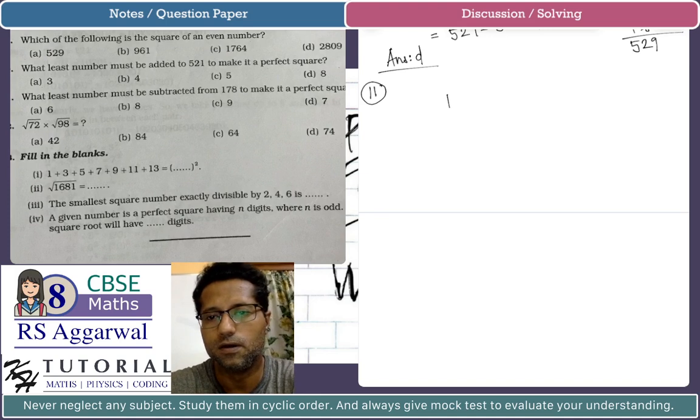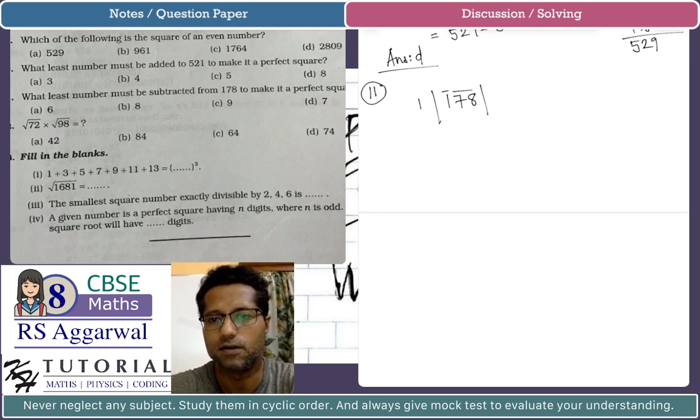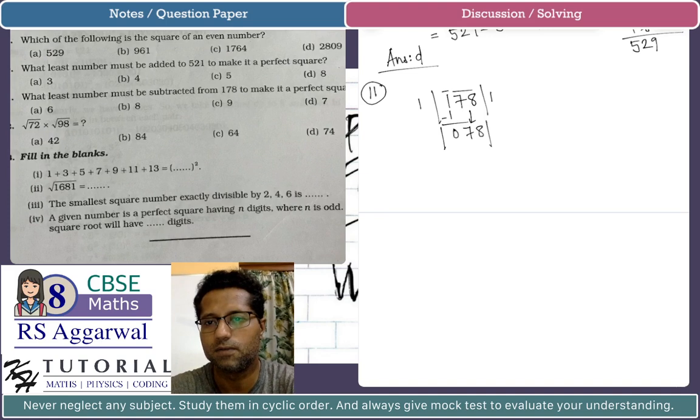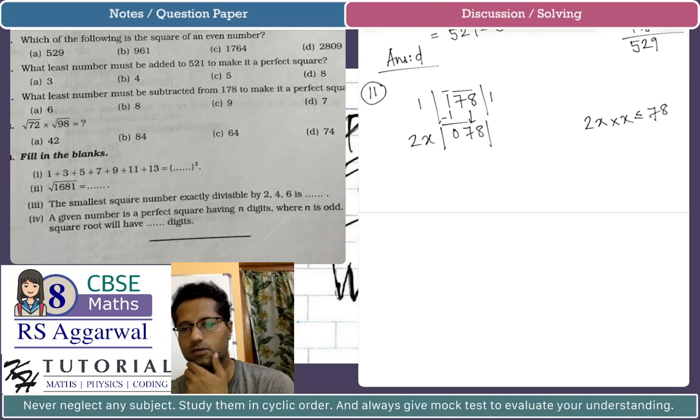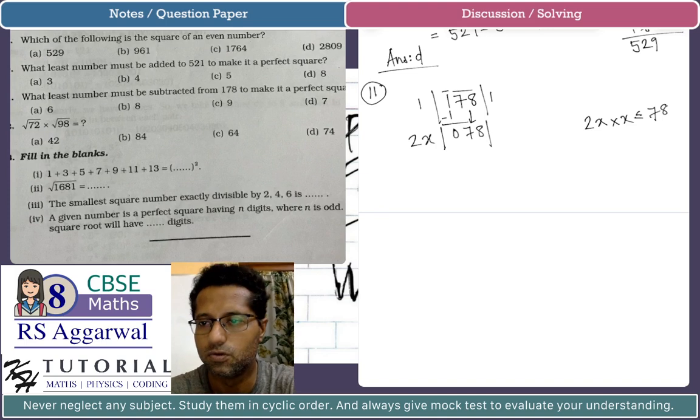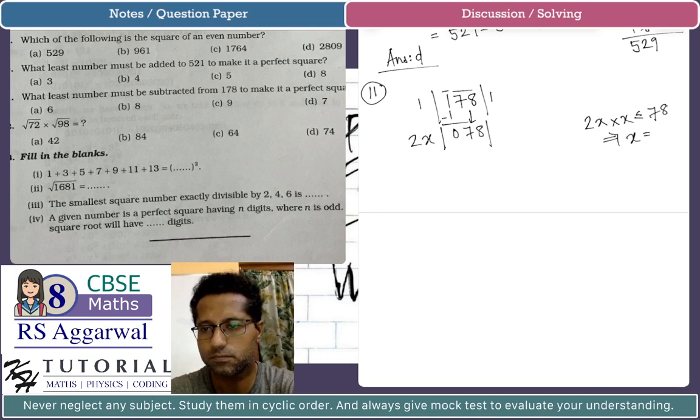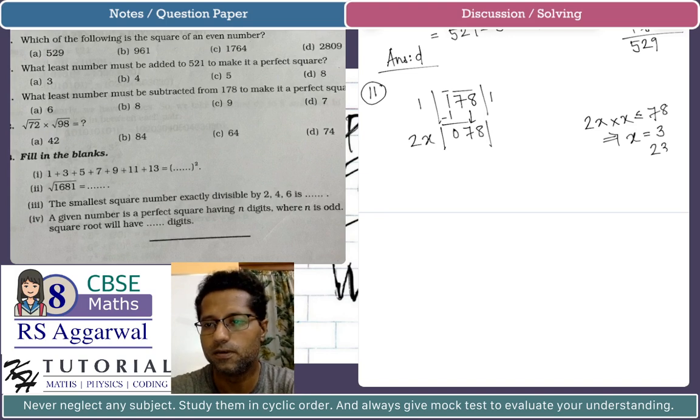Whatever the remainder will be, that will be the least number that must be subtracted from 178. So let's do the long division method for 178. So we have marked the periods 78 and 1, and obviously we have to start with 1. 1 times 1 is 1, remainder is 0. We bring down the next period 78, the next dividend becomes 78. Now the next partial divisor will be the quotient multiplied by 2, that is 2, and now we have to find the digit x, so that the 2-digit number 2x multiplied by x is less than or equal to 78, and x has to be maximum. So x cannot be 4, x has to be 3, and 23 multiplied by 3 is 69.